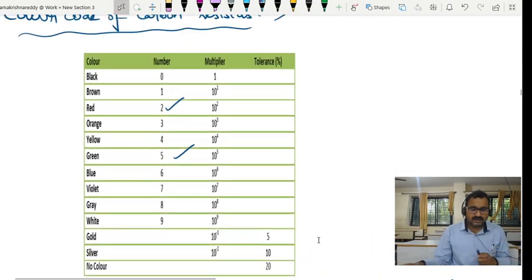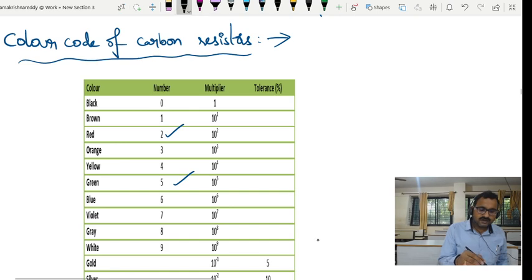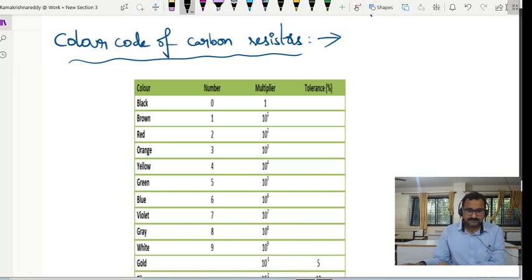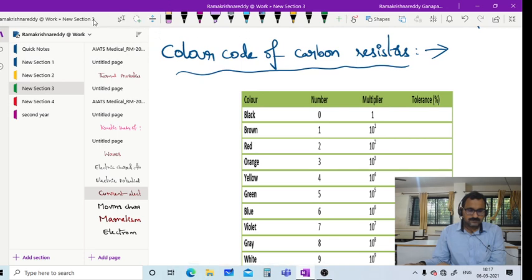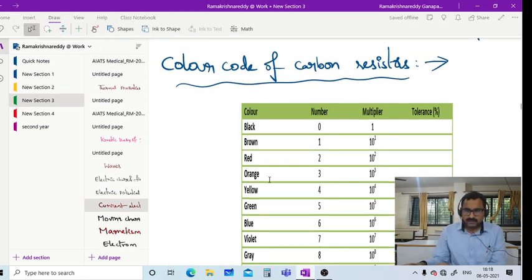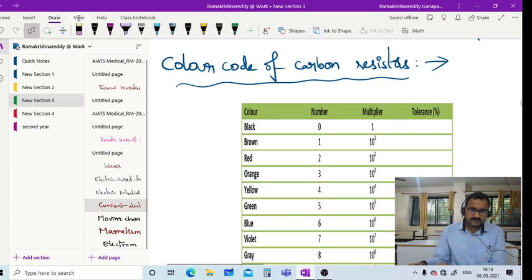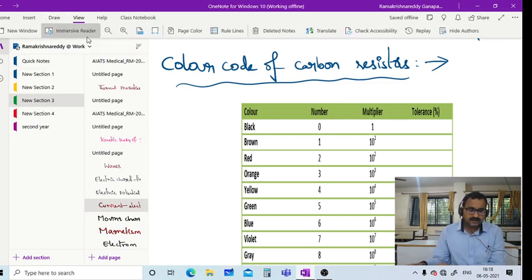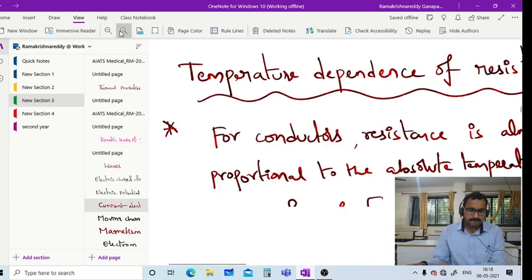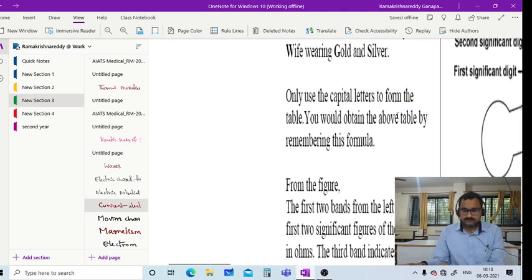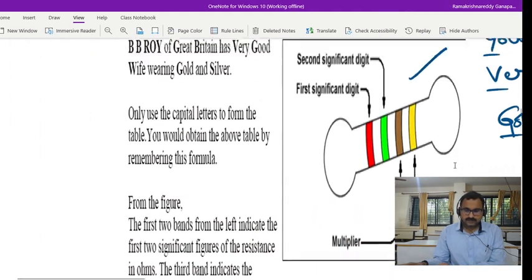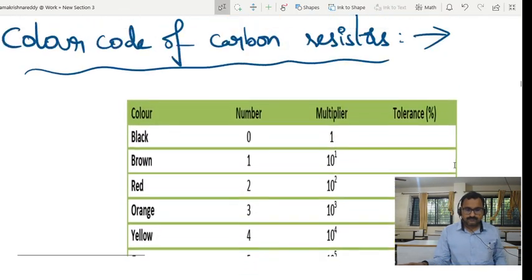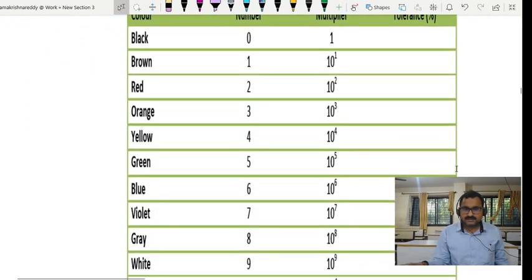Right, now coming to another important one, the color code of carbon resistors. That is removed for CET, it is not there, but for the NEET examination only, it will be there. I will increase the size of this one. Only for NEET, no CET part. So this is not useful for CET. Already that is the removed syllabus. Color code of carbon resistors.